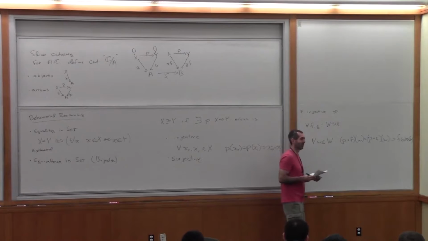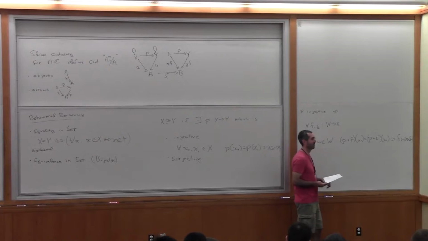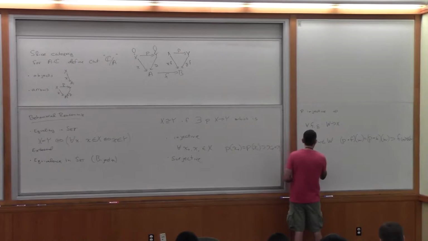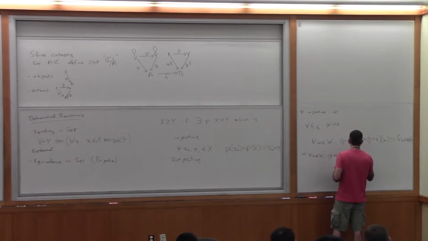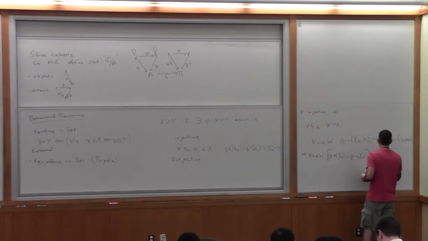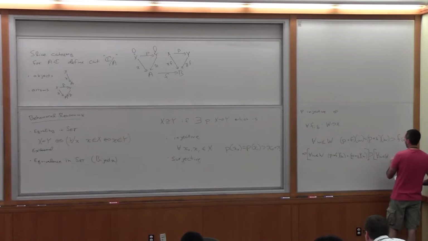Okay, so here we have a universal quantification and an implication. So we're saying that this implication holds pointwise, basically, for every w. Now, if an implication holds pointwise, then it holds setwise. You can check that, but it's true. So this implies that for all w in W, if p after f of w equals p after g of w, then for all w in W, f of w equals g of w.